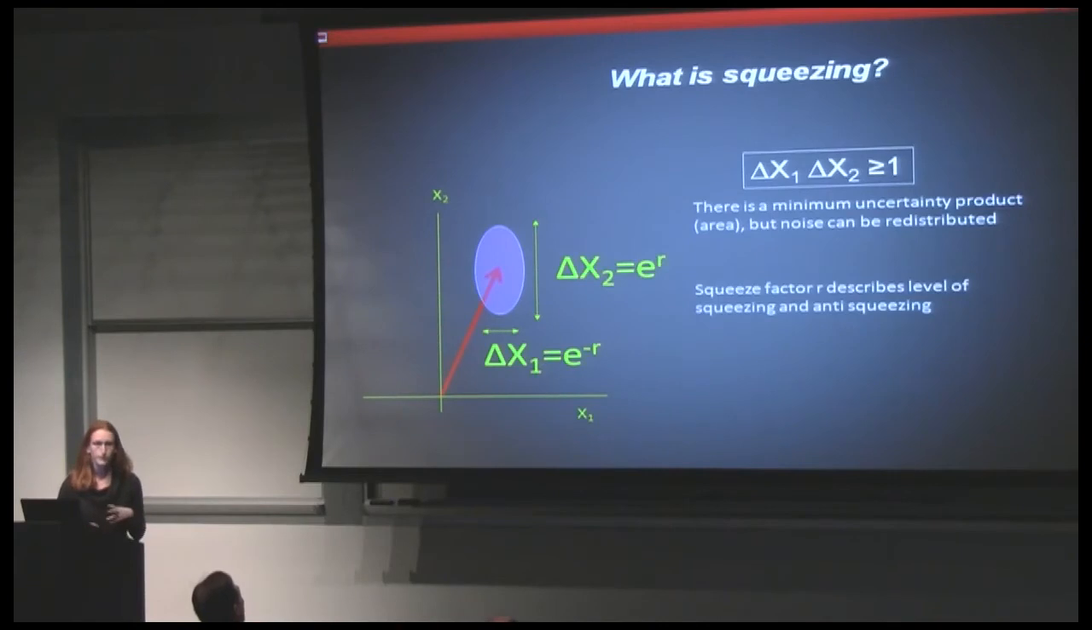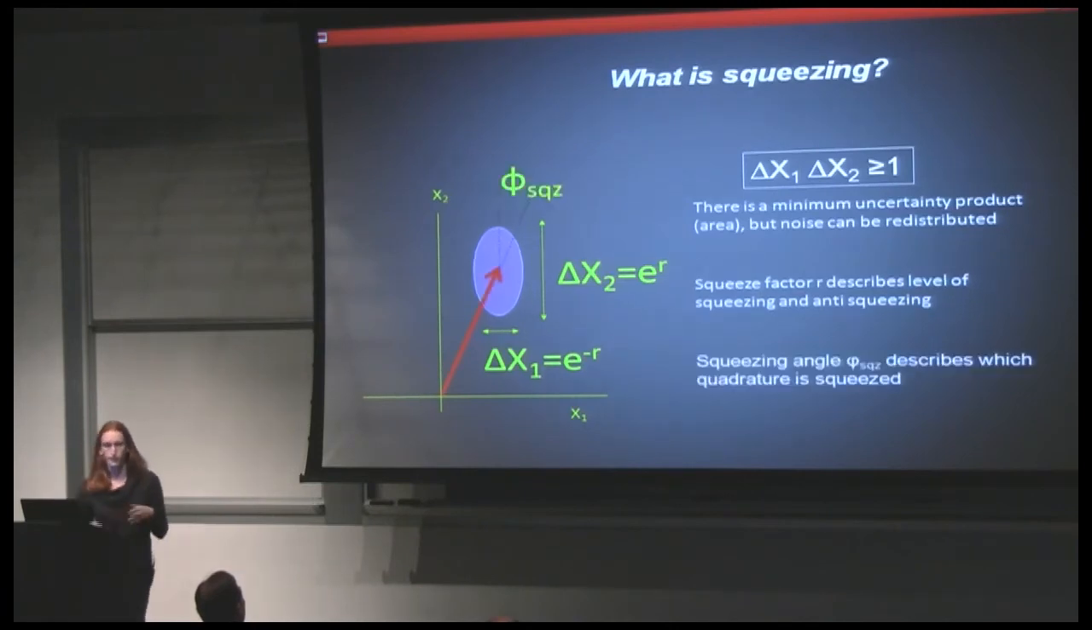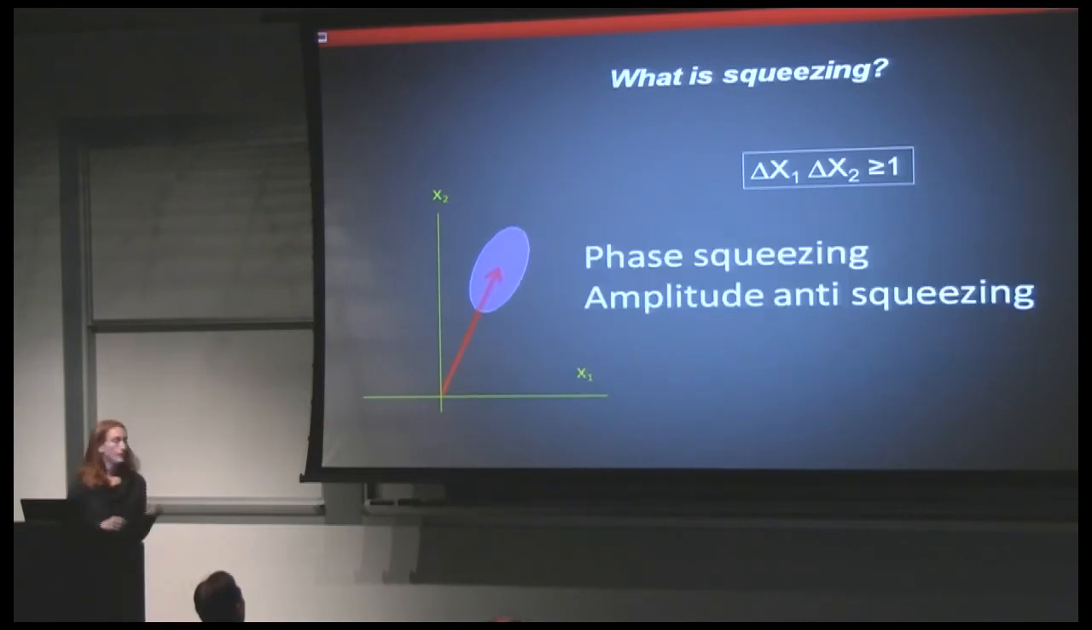So there's two numbers you need to describe the squeezing. First, there's the squeezing factor R, which tells you how strongly squeezed that ellipse is. And then second, there's a squeezing angle, which tells you which quadrature you're squeezing. So we can arrange the quadrature so that we reduce the phase uncertainty, and then we call it phase squeezing. And then we call the increase in noise in the other quadrature anti-squeezing. So we have phase squeezing and amplitude anti-squeezing.